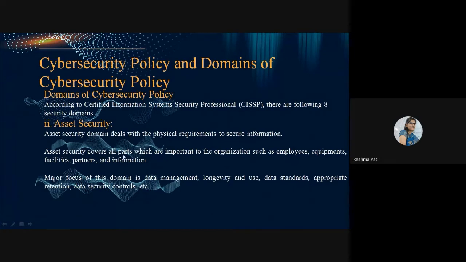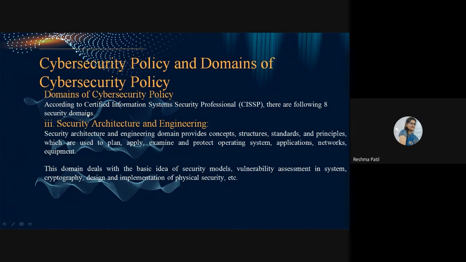Asset security covers all parts which are important to the organization, such as employees, equipment, facilities, partners, and information. So all these parts will be covered under asset security. The major focus of this domain is data management, longevity and use, data standards, appropriate retention, data security controls, etc. A particular organization has its own assets, and they have to secure their assets. That also comes under this domain of cybersecurity policy.